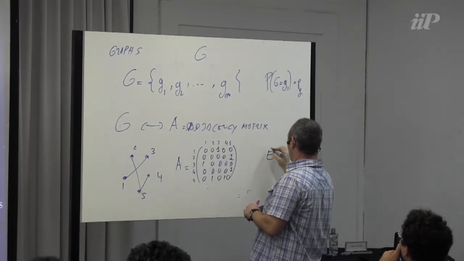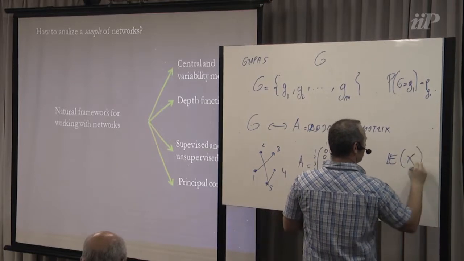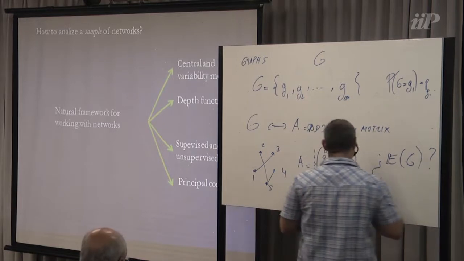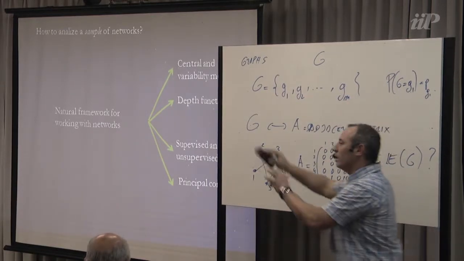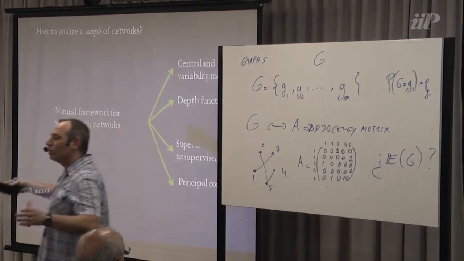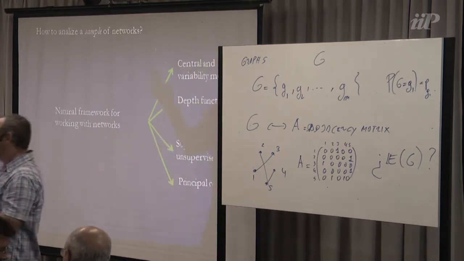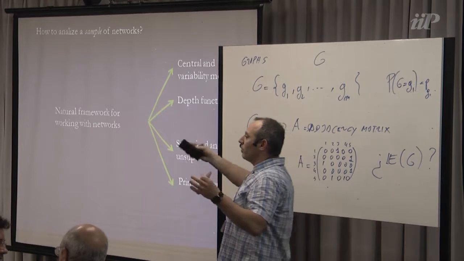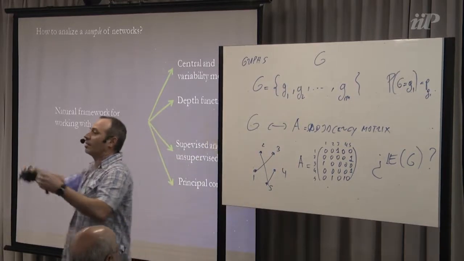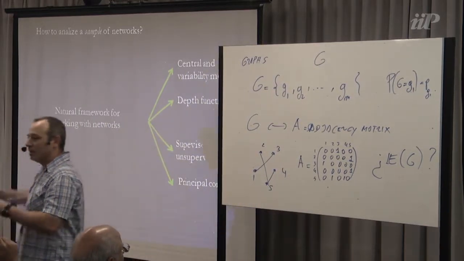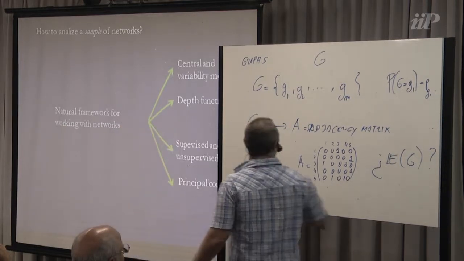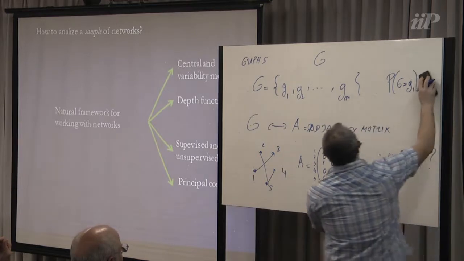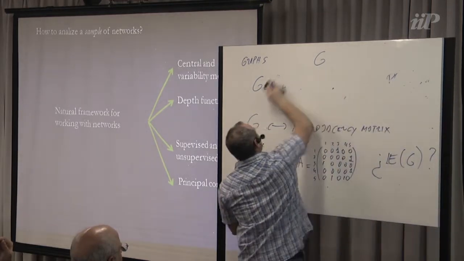We want to compute what is the expected graph. All graphs are around which graph? That's the expected graph. For the random variable, the value of the dice, it is around 3.5. The graphs are around which graph? So what is the most simple way to do this?